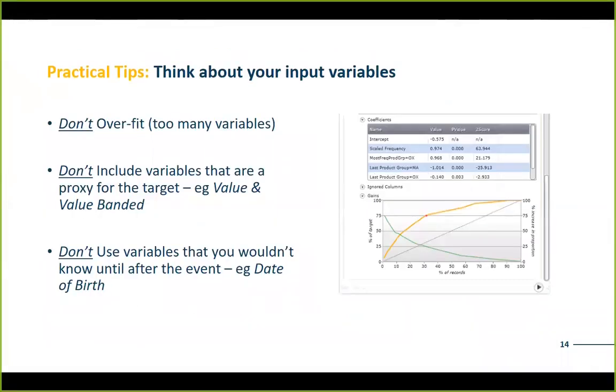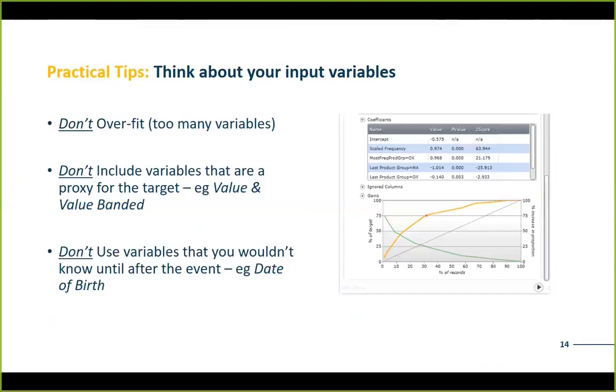The next practical tip is really just to think about your input variables. This is, I think, the potential risk area for developing models, and maybe the reason why people aren't always as confident about building their own models. So, we've got 3 don'ts listed here. As a general rule, don't try and overfit. Don't have too many variables.